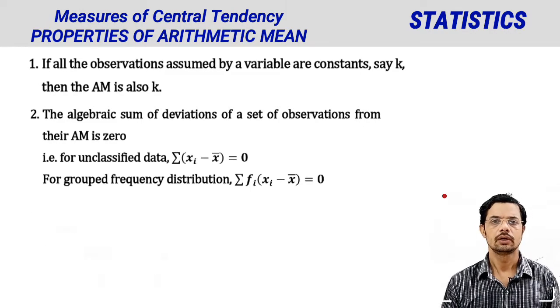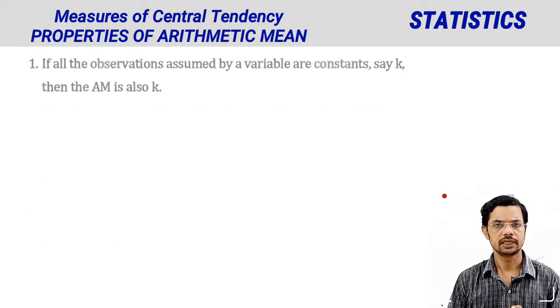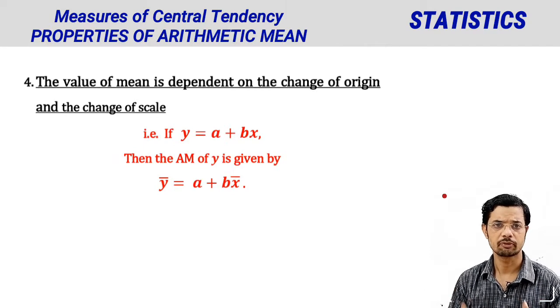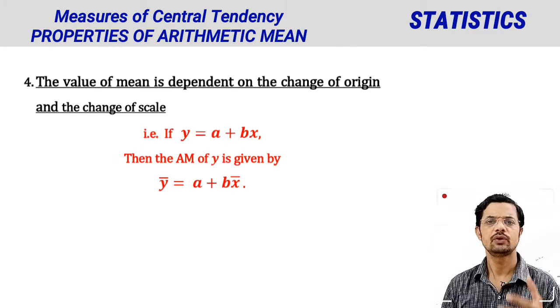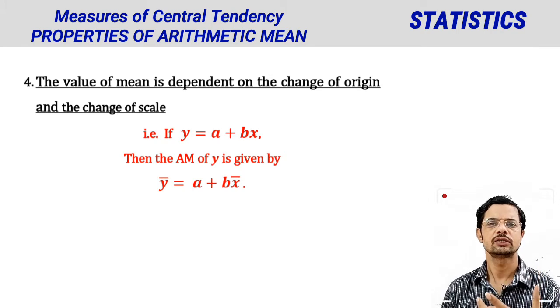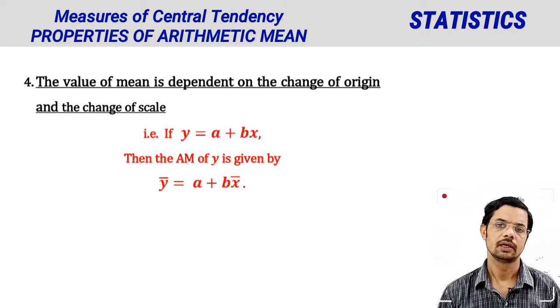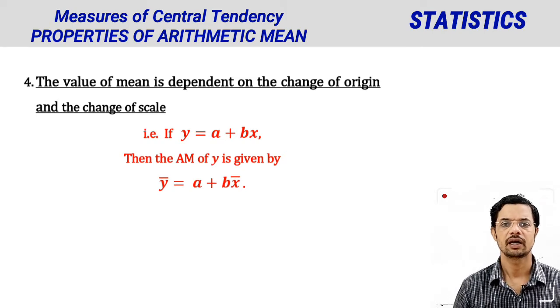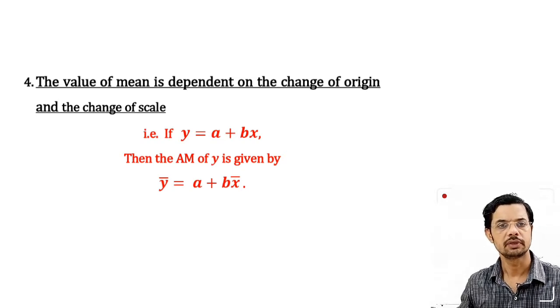Next, what we studied was the most important property, from where examination type questions can be asked: that the value of mean is dependent on change in origin and change in scale. That is, if y is equal to a plus bx, then y bar is also equal to a plus b into x bar.